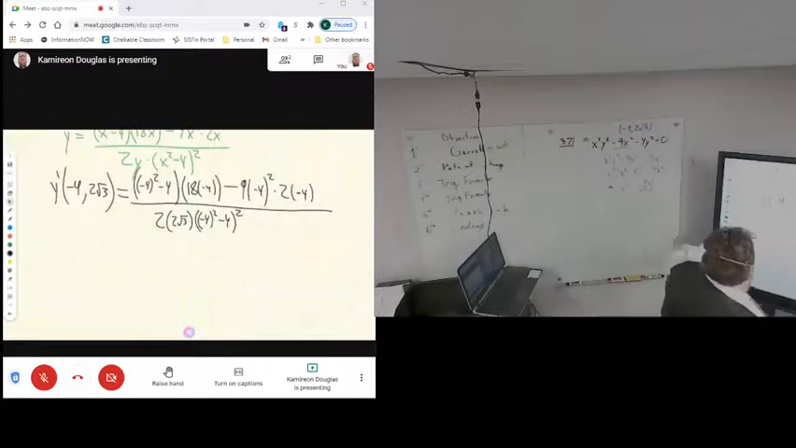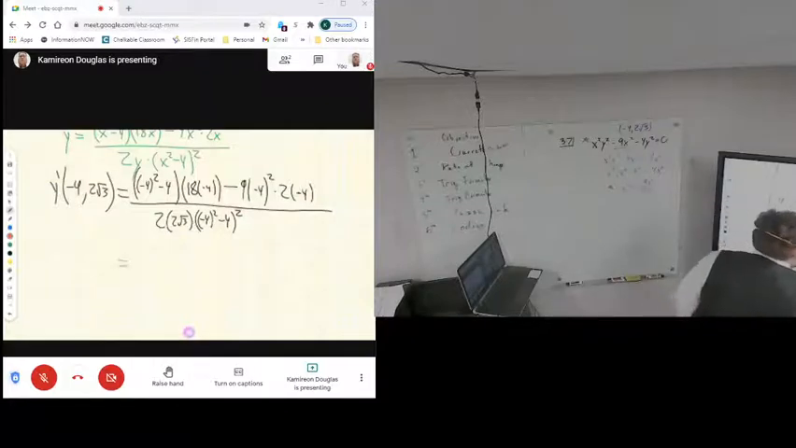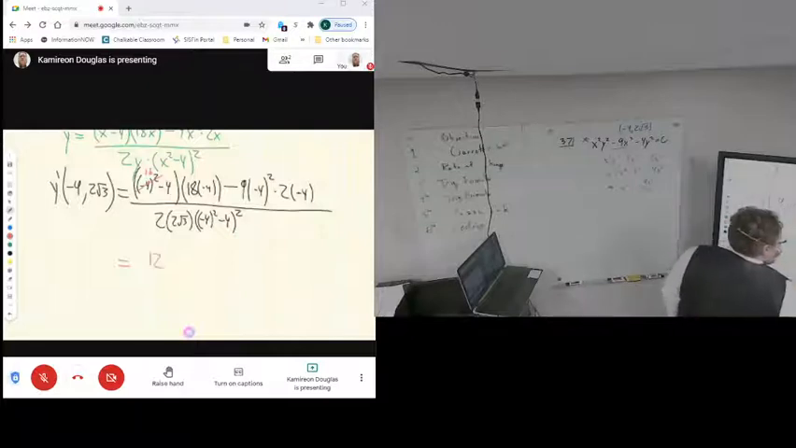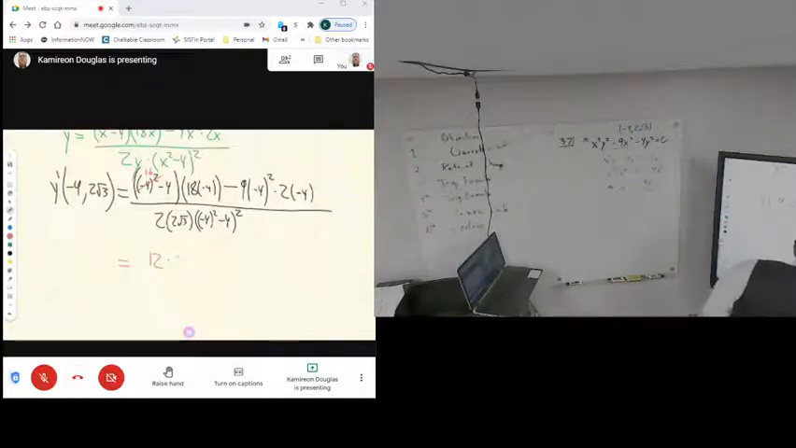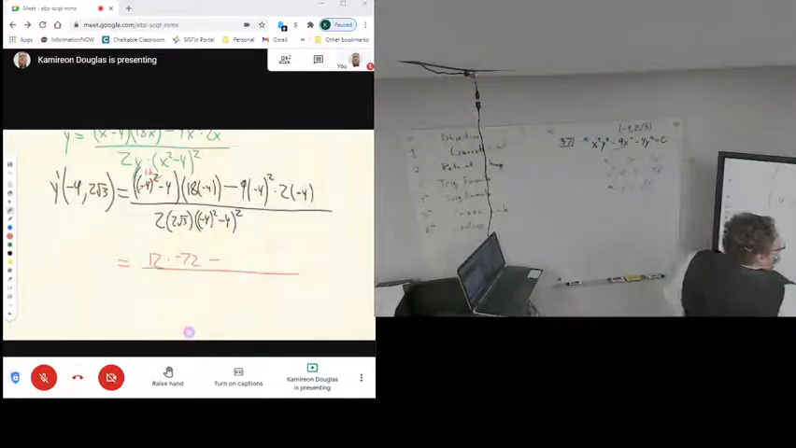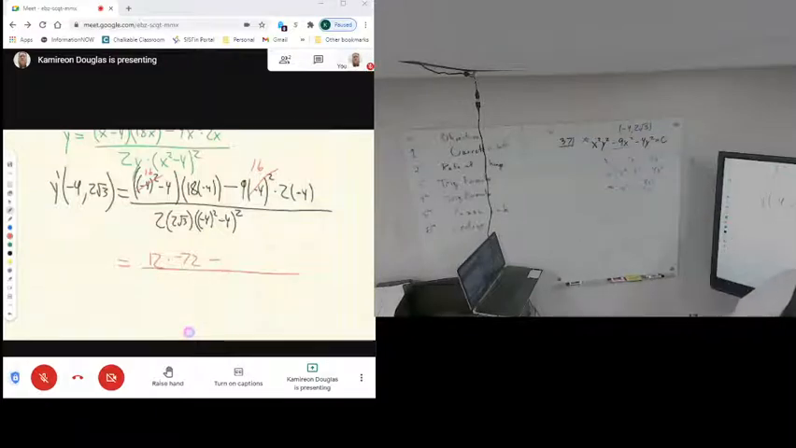Okay. Here's simplify what I can. Alright. On top, negative 4 squared, this should be 16. Minus 4 should be 12. Times 18 times negative 4. That's the same as 8 times 9, that's negative 72. Minus, let's see, 4 squared is 16. 16 times 9, that would be 144. Times, here negative 4, negative 8.